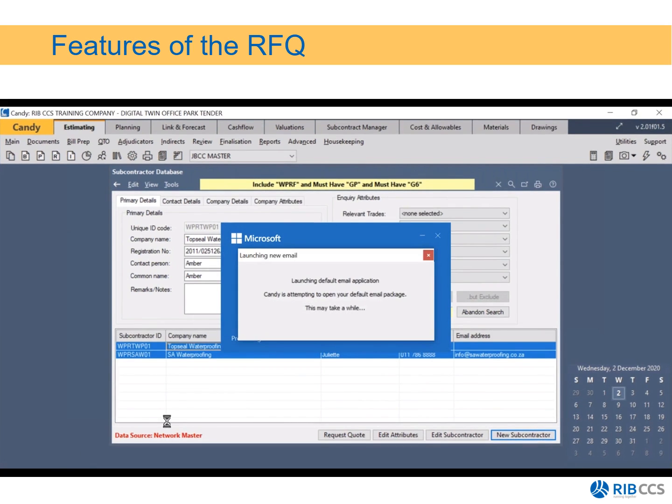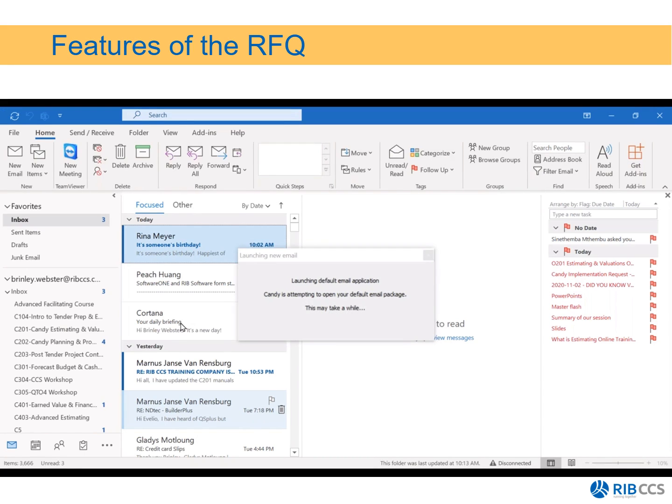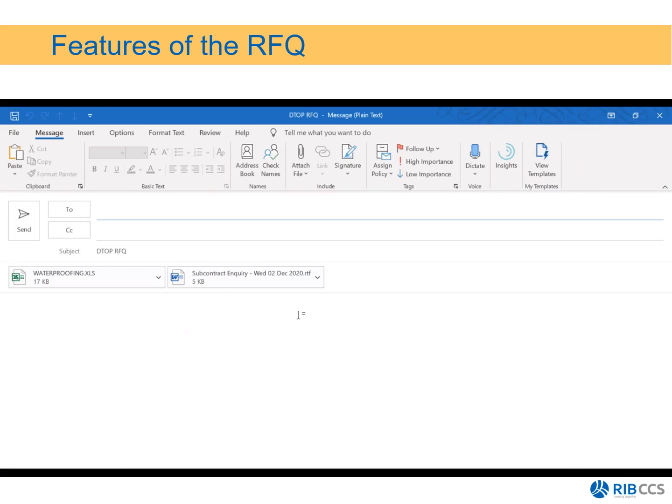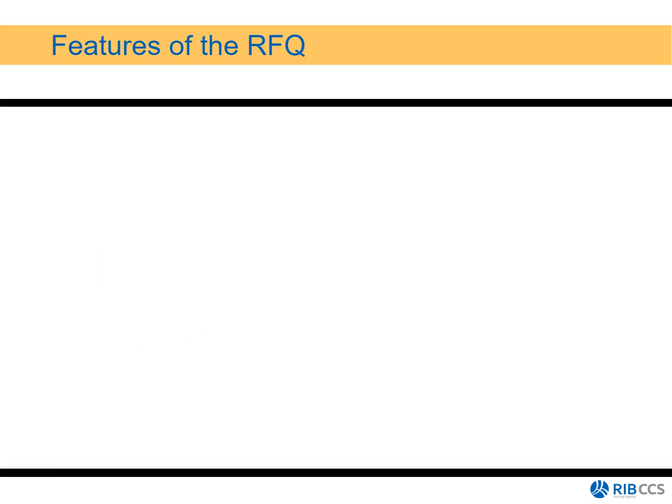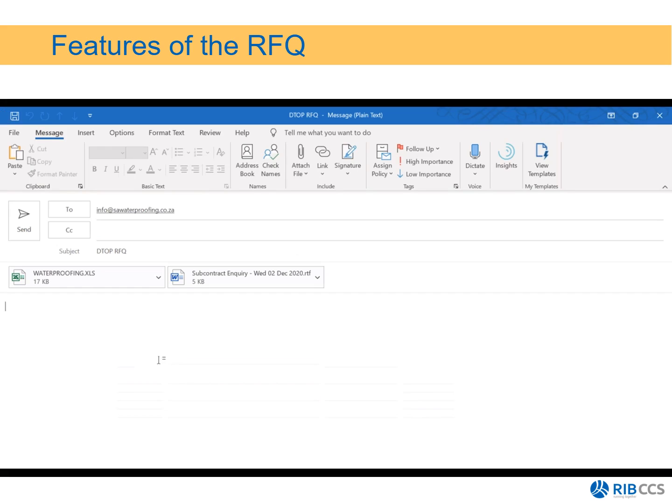Then we'll open up my email, and there it creates the package. I'm now going to send it to myself so that you guys will see how you receive it. There's the subject. Click on send. It then generates the second email, which we were going to send to info@SA Waterproofing.